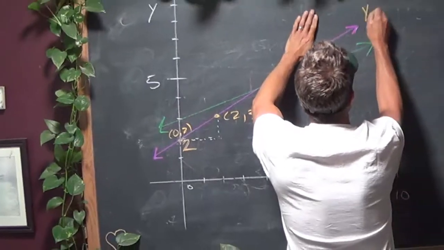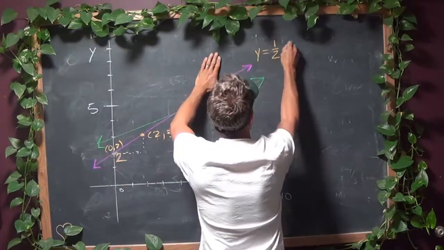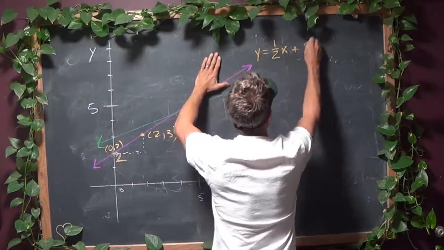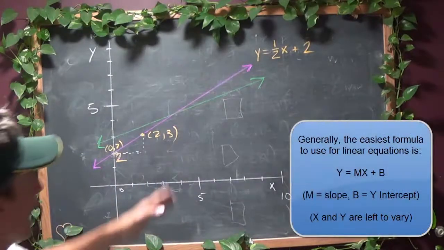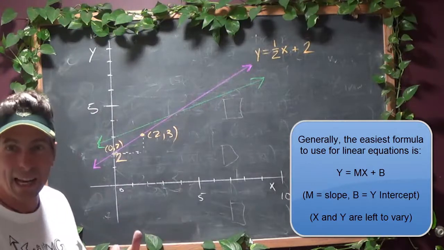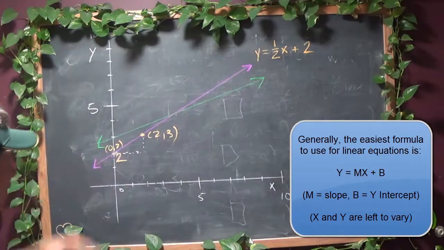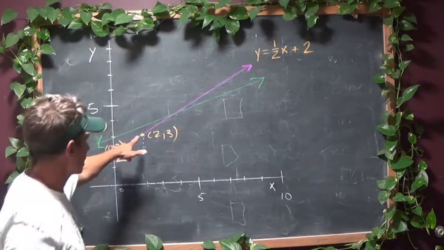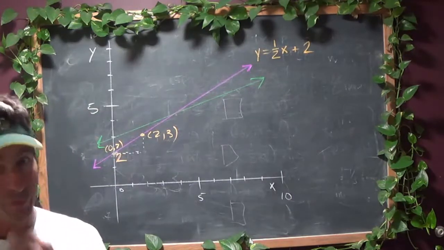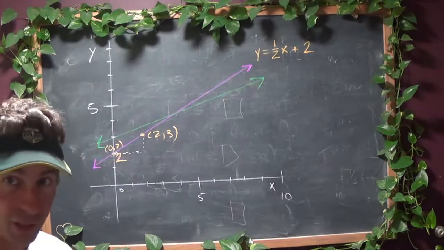The equation of this line is y equals 1/2 x plus 2. The 2 is the y-intercept, and the 1/2 is the slope that we got from our analysis of these 2 points along this line. We could have used other points if you wanted to. That's totally fine too.